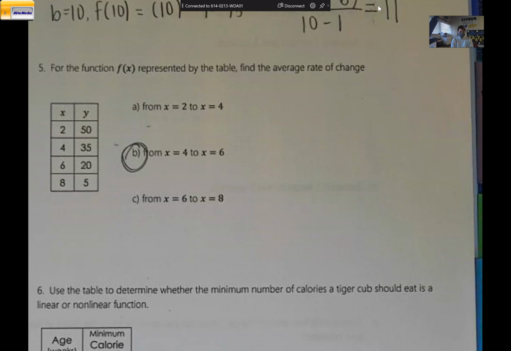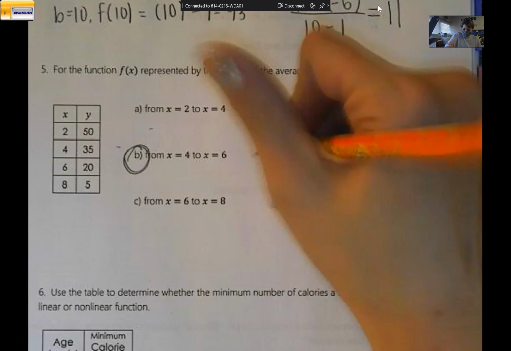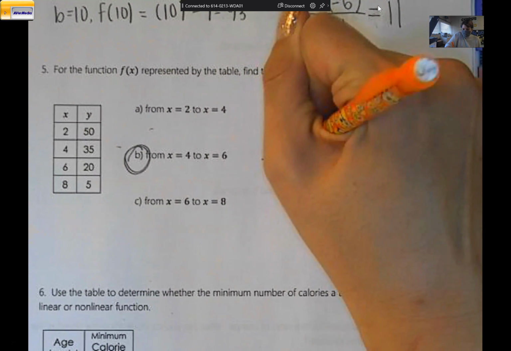Ten. Five. 3, 2. Okay, show me. Is he negative or positive? He's negative. This guy is negative 7.5.